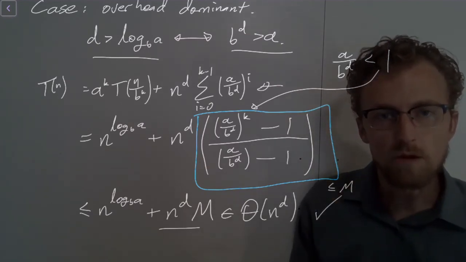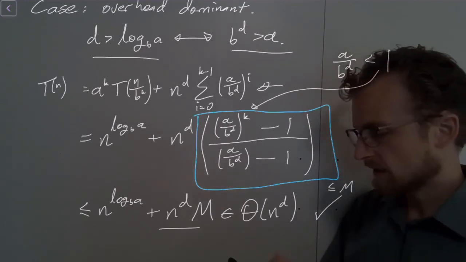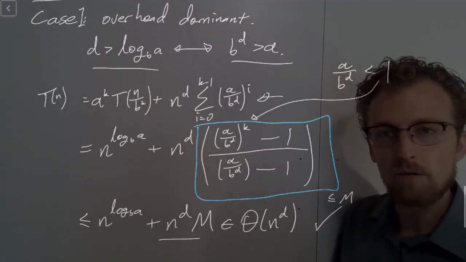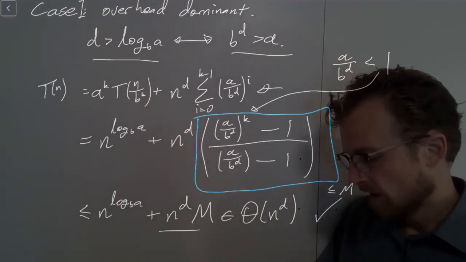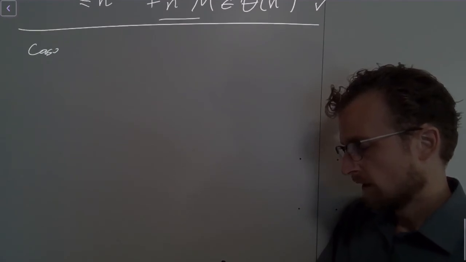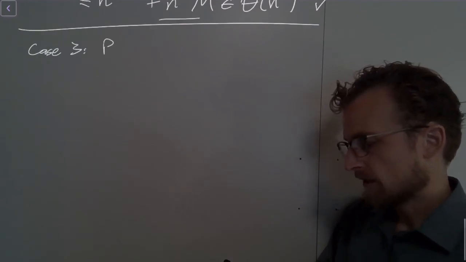Okay, so now we've proved the second, or in this, I guess we call this case 1, the overhead dominant case. We've proved this case for the master theorem. So all that's left to prove now is case 3. The recursion dominates.